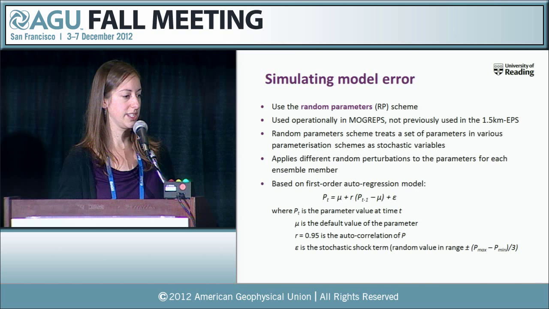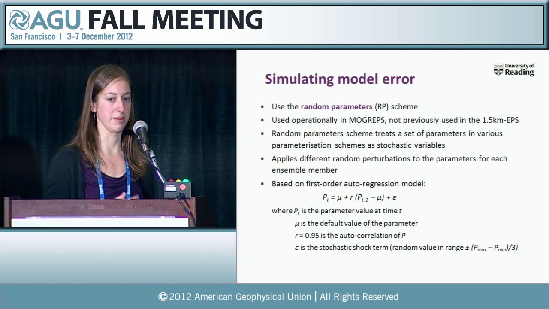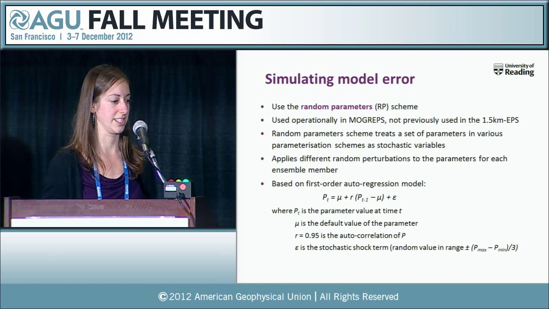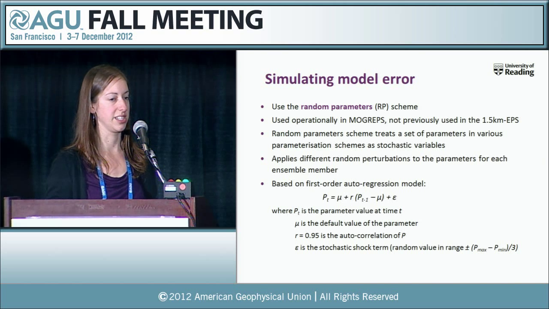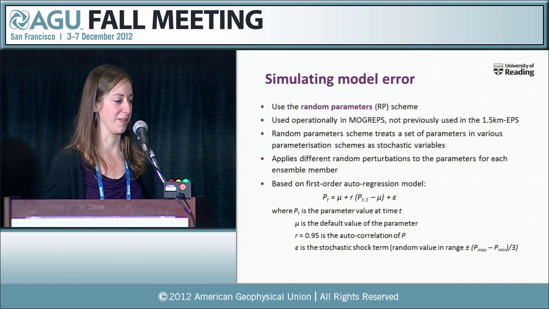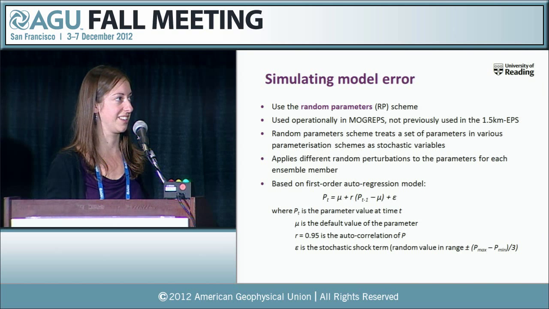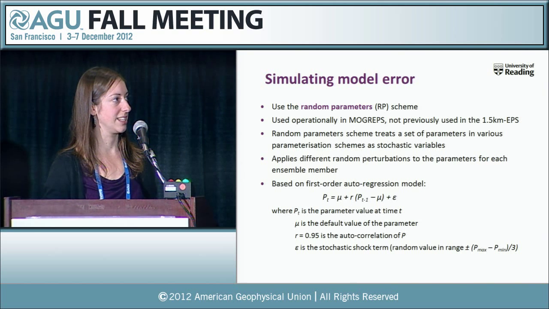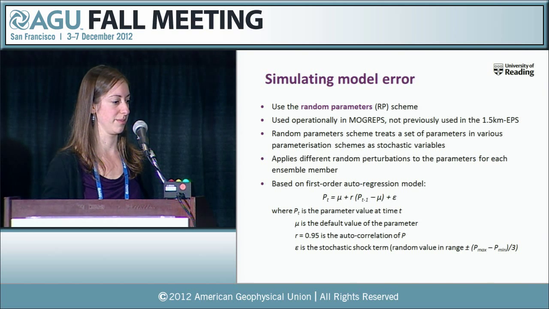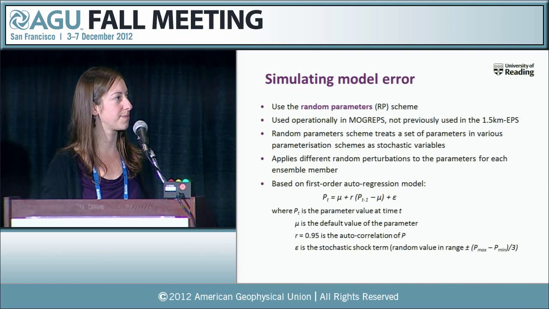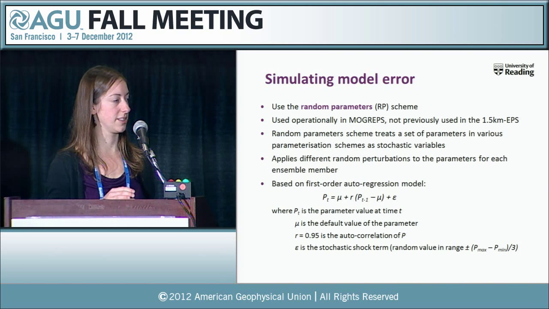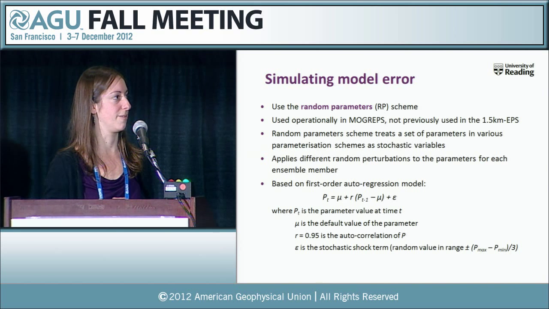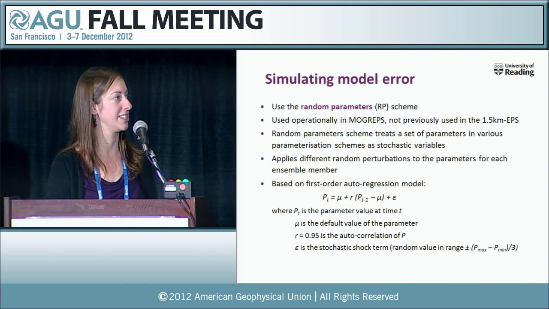So what this scheme does is it takes a set of parameters from various different parameterization schemes, such as the boundary layer scheme and microphysics schemes, and it adds random perturbations to them, so treats them like stochastic variables. So each ensemble member has a different set of random perturbations for these parameters.